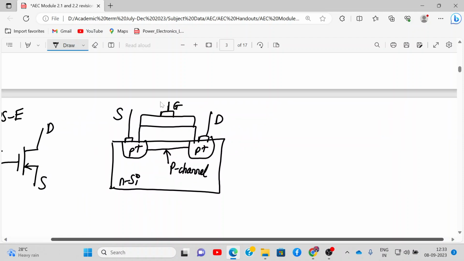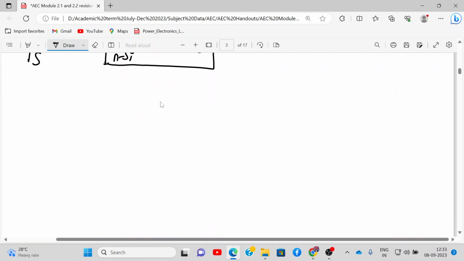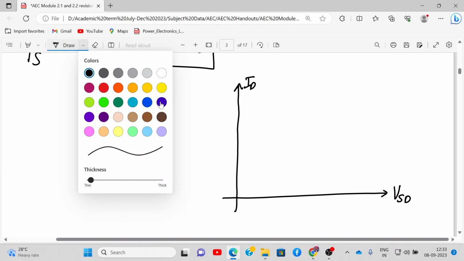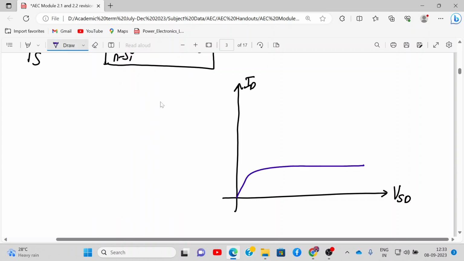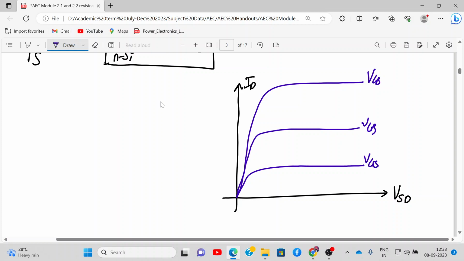Okay, and what are the characteristics? Draw the characteristics. As I have told you, the current and voltage directions will be different. So instead of writing VDS, I'll write VSD, and current will be positive actually. Here you will get different graphs for different voltages. Here you will have VGS negative instead of positive, and your threshold voltage will be negative. So here we can write minus 1.5 volt, minus 2 volt, minus 3 volt. This is the output characteristics of PMOS.